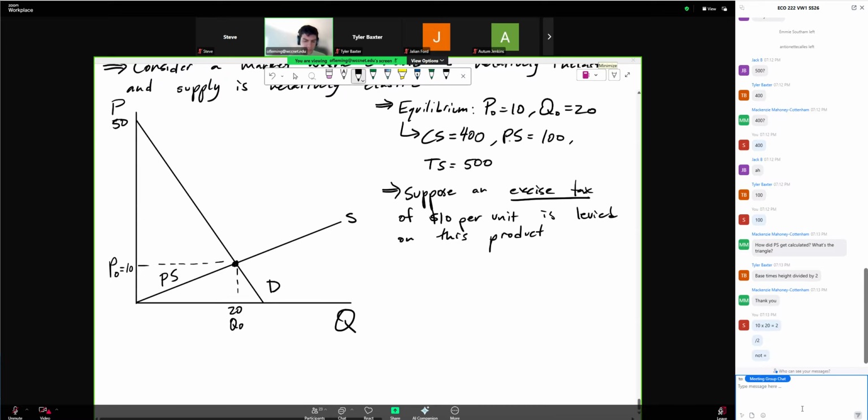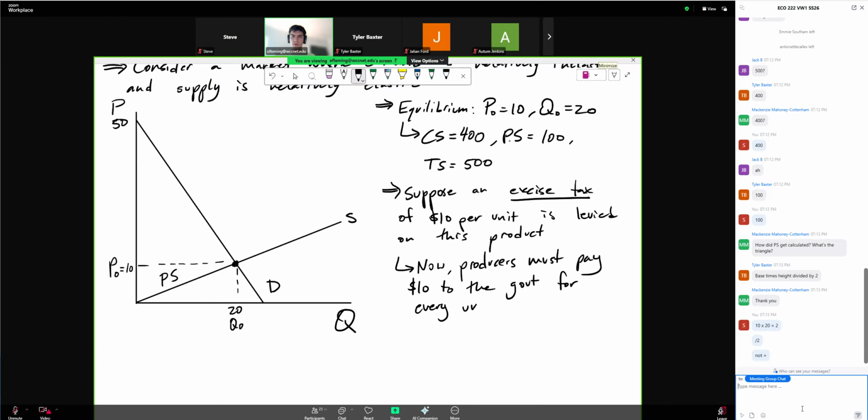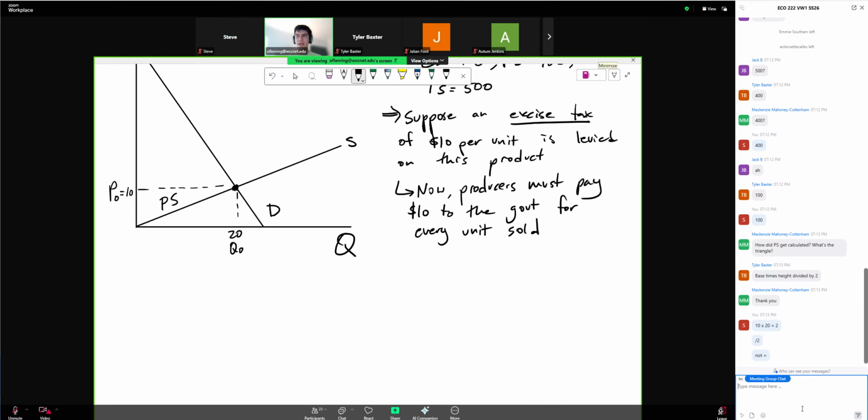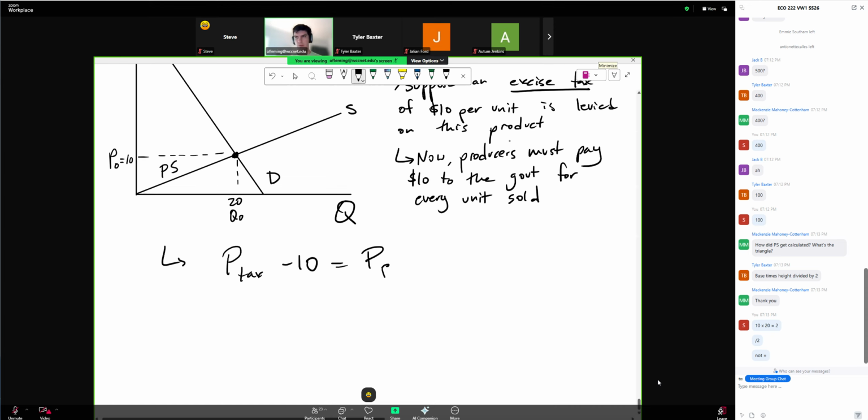So again, now producers, when they sell every unit, they have to pay $10 to the government. So what it's going to do is shift the supply curve upward by exactly $10. Now they are only going to be willing to sell the good if they receive $10 more for that unit, right? So that they can get back to what they wanted. So now producers must pay $10 to the government for every unit sold. And so you're left with that equation again, which is that P tax minus 10 equals PP. Whatever the price that consumers pay is, you have to take 10 off of that, and that's what producers get to keep. Okay. Now, what that's going to do is shift the supply curve upward by $10.